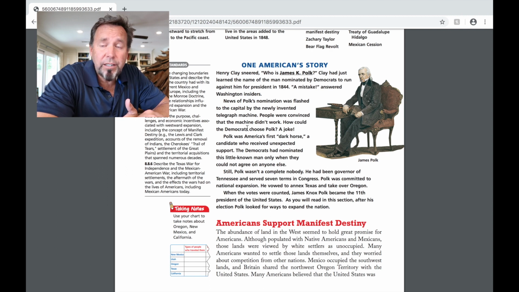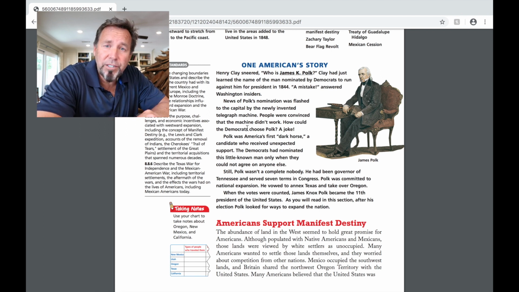He's also the president who gets, I don't know if you want to call it the credit or not, but is famous for being the president that added a lot of territory to the United States.